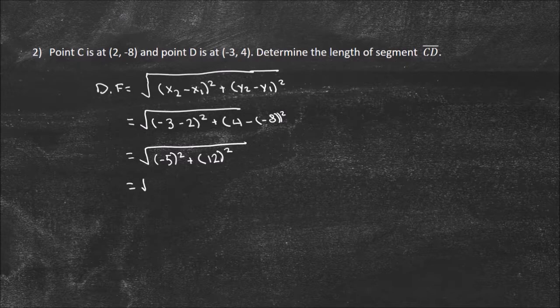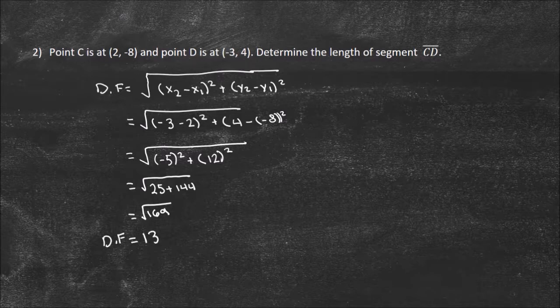And now I'm going to just square everything. -5 squared, well, anything negative when it's multiplied by itself becomes positive. So I'll get a positive 25 there, plus 12 squared is 144. Then 144 plus 25 actually gives me 169. And the square root of 169 is 13. So the distance of segment CD, the length of segment CD, I'll just say distance slash length of CD is 13 units.